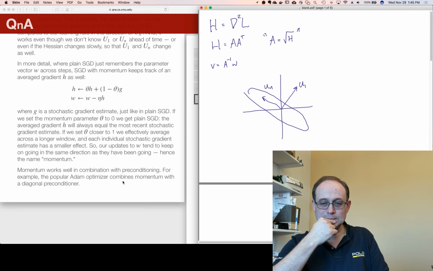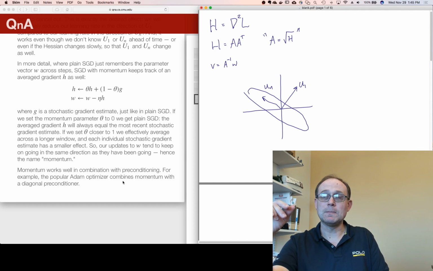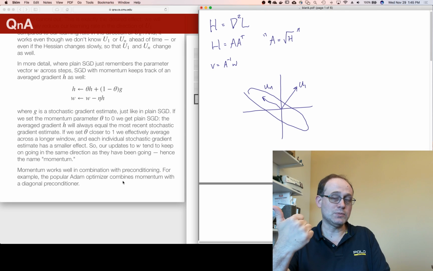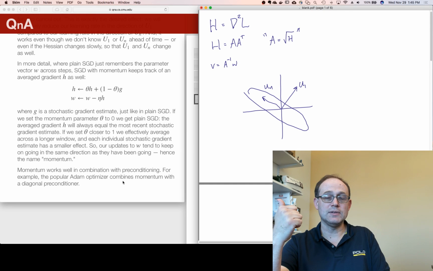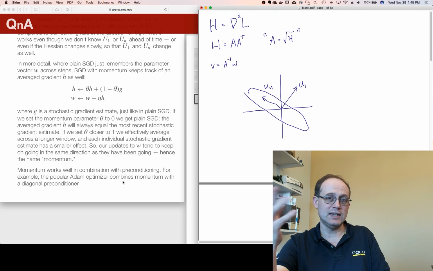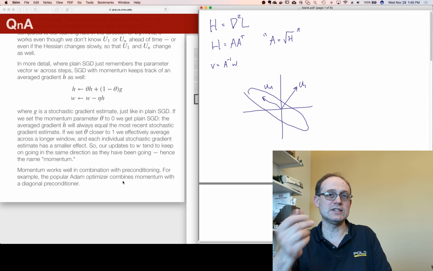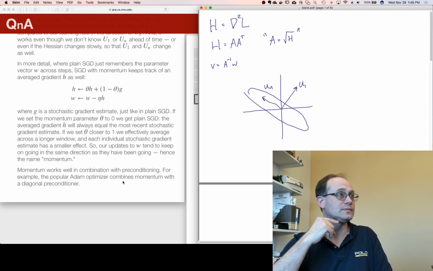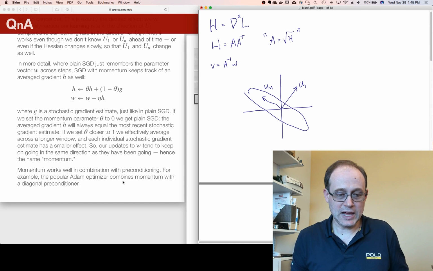And so, yeah, there are fancier versions as well. If you've heard of Adam, which is a really popular optimization method for deep neural networks, it's basically a diagonal preconditioner plus momentum on top of stochastic gradient descent. And that tends to be quite successful in optimizing deep nets, and it uses basically the tricks that we've been discussing.